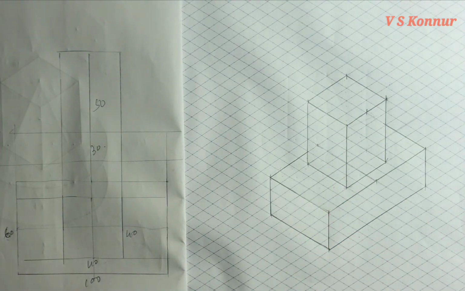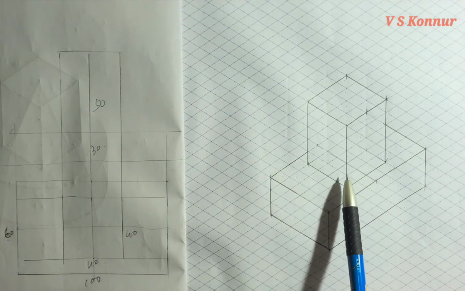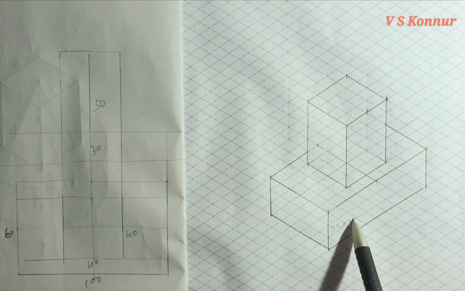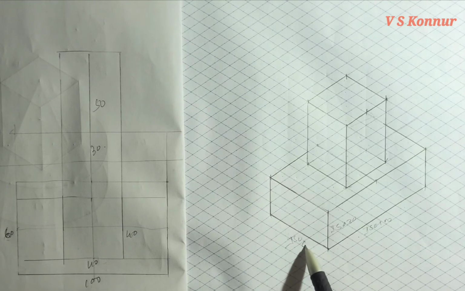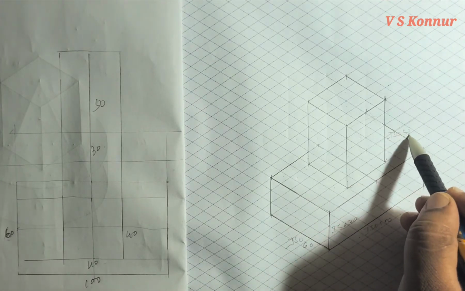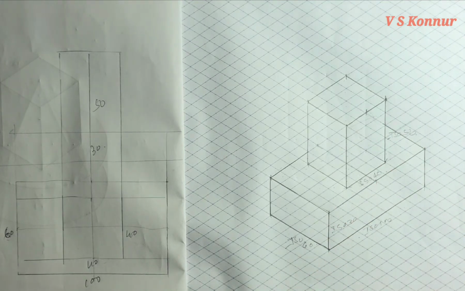This is a square prism resting at the center and top of the rectangular block of 30 by 100 by 60, and it has a 50 height and a 40 length. I have drawn only the visible lines.